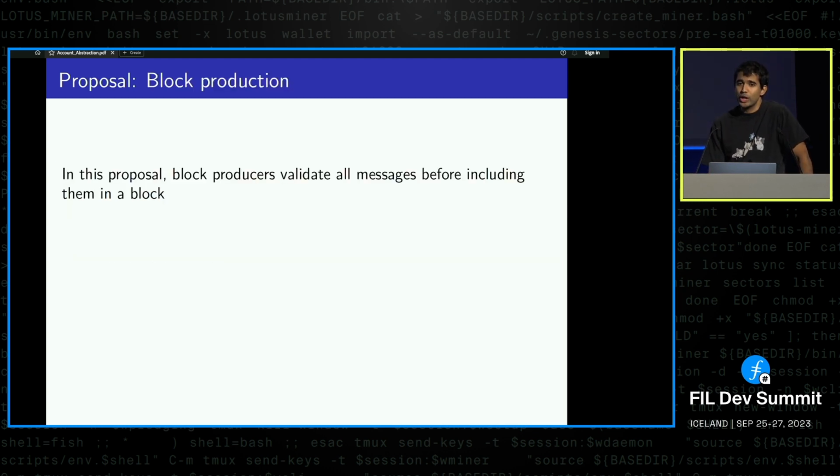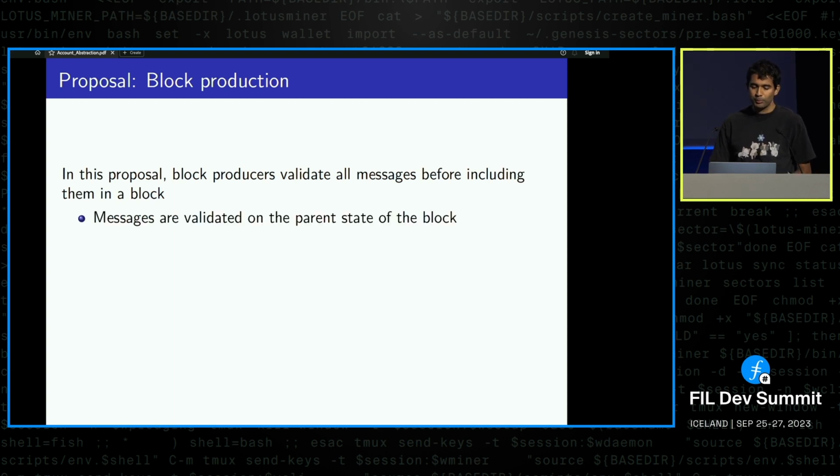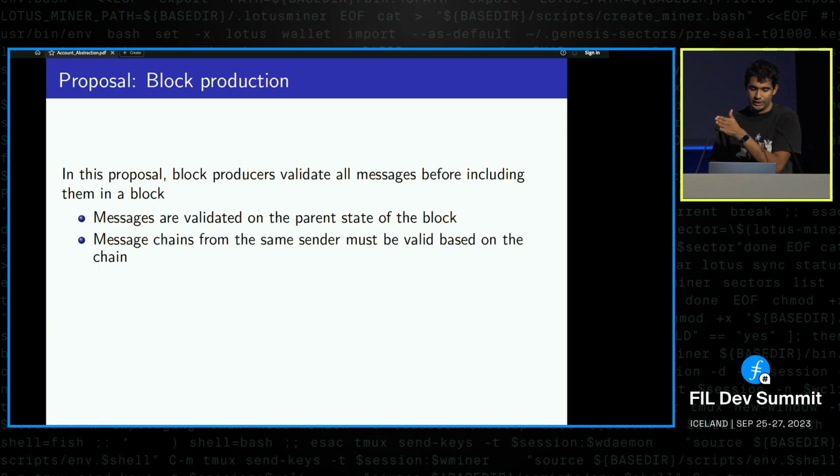As we remember from the challenges section, a lot of the challenges around account abstraction were related to block production. So what does block production look like in this case? Well, block producers need to validate messages before including them in a block, as they do today. So they validate messages on the parent state of the block. They must follow the property that their message chains are fully valid. And what I mean by message chain is just multiple messages from the same sender.